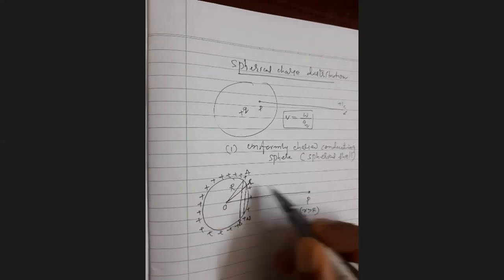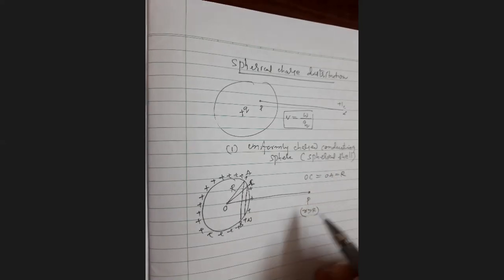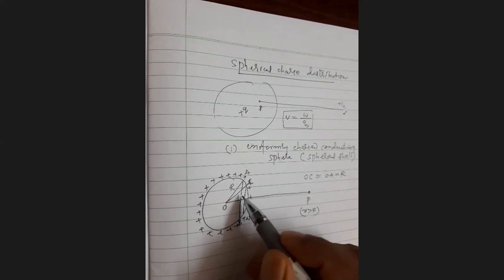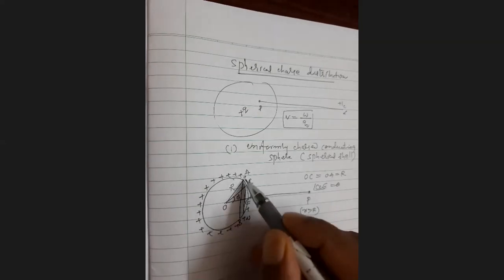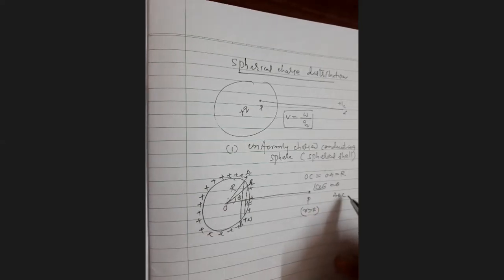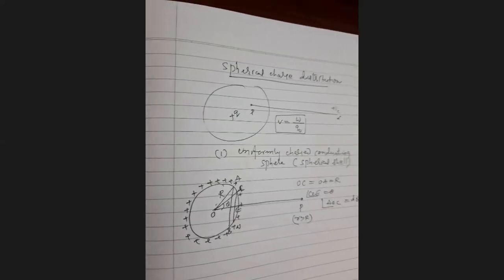So here OC is equal to what? OC equal to OA, that equals the radius of the sphere. Okay. Angle COE is equal to theta in the figure. Angle AOC equals d theta. Okay.